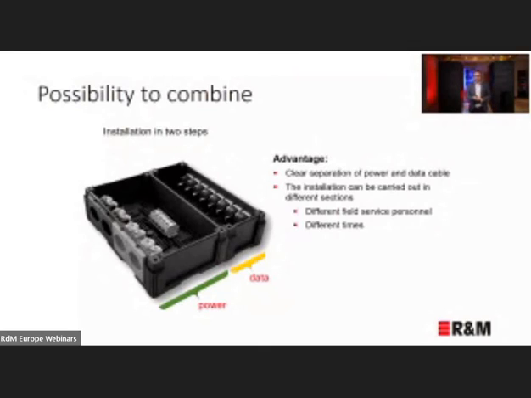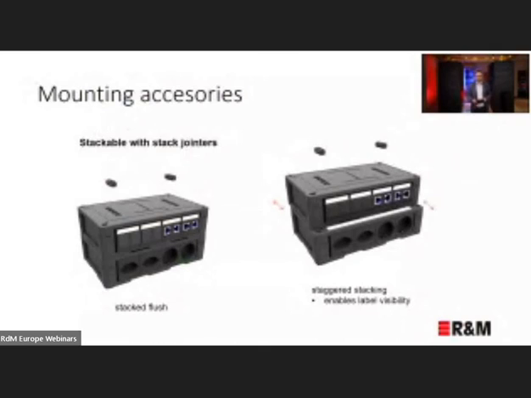To combine this media, we have to use a special barrier to do this. Then we have a clear separation of power and data cable. Using special connectors visible in the picture, two boxes can be connected together. So if you need to connect these two boxes together, you can do that.